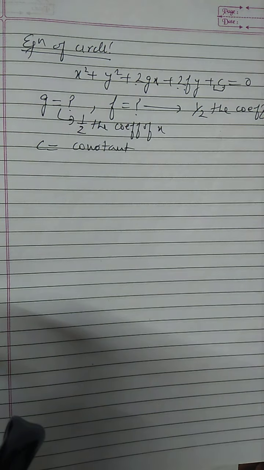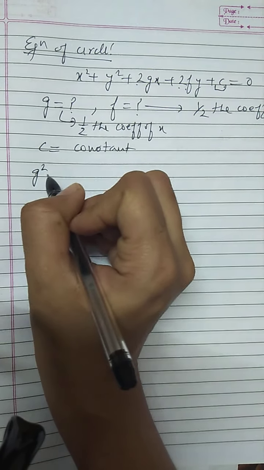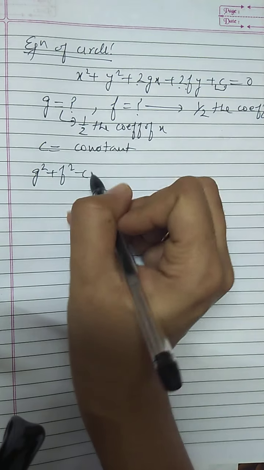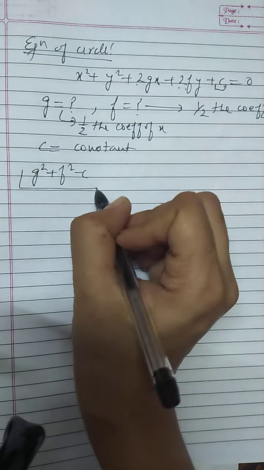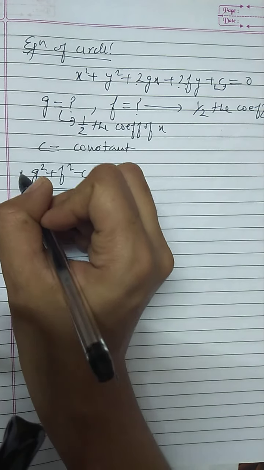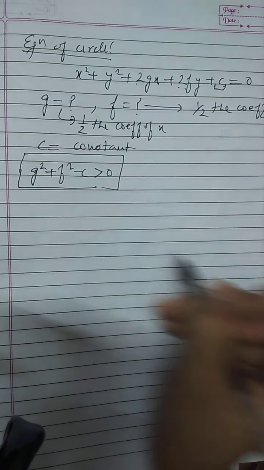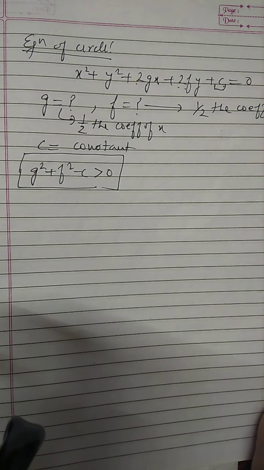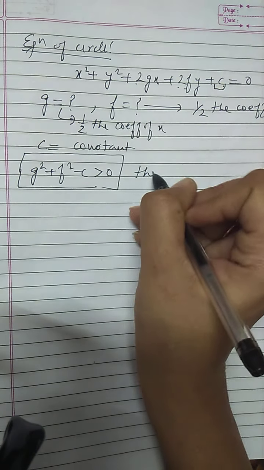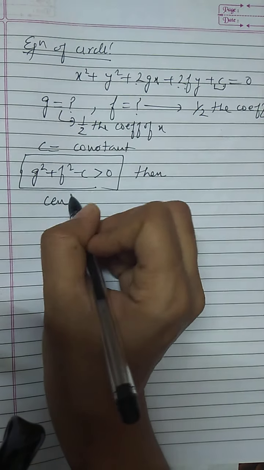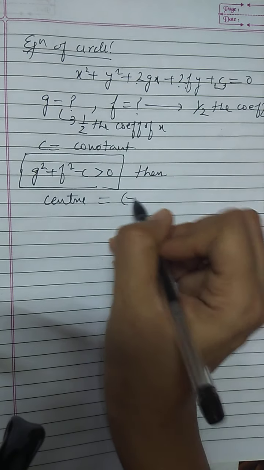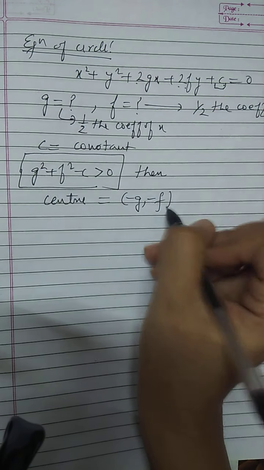Okay, once I know the values of g, f and c, we will check g square plus f square minus c. If this value is greater than 0, g square plus f square minus c, if it comes greater than 0, then we can say the center will directly be minus g comma minus f.